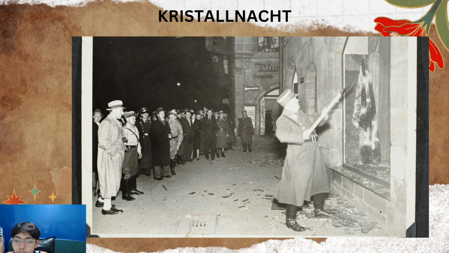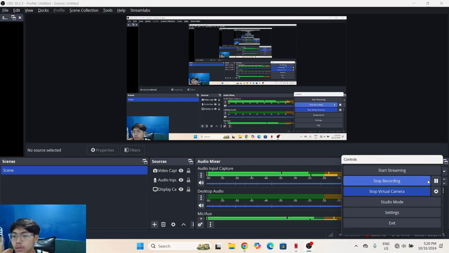The name Kristallnacht refers to the shattered glass from broken windows of Jewish businesses and homes. This event marked a severe escalation in the Nazis' persecution of Jews, leading towards the Holocaust.